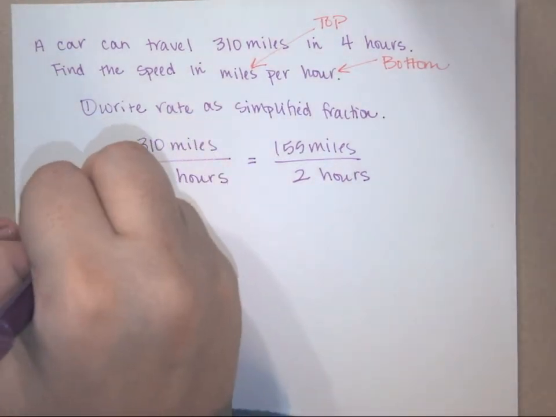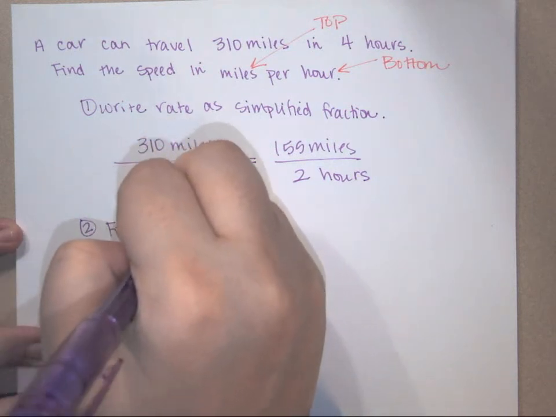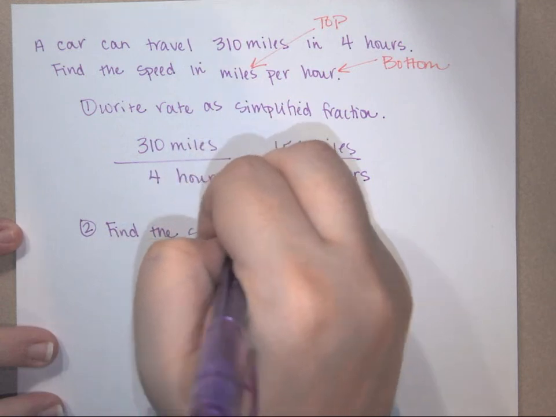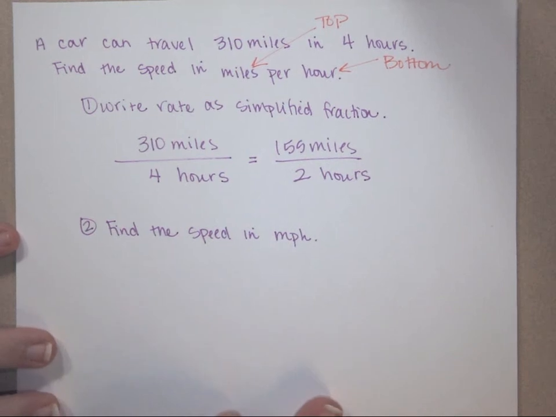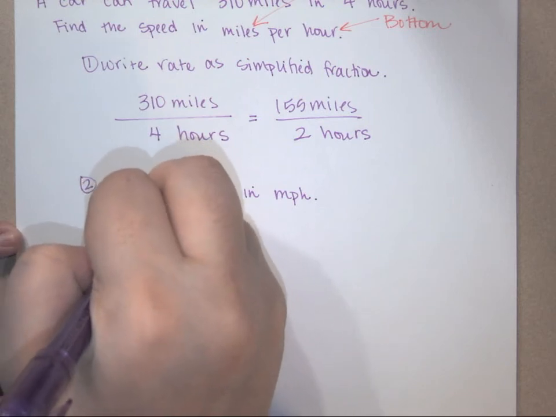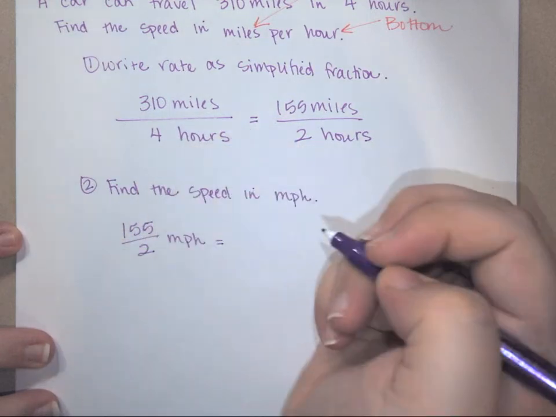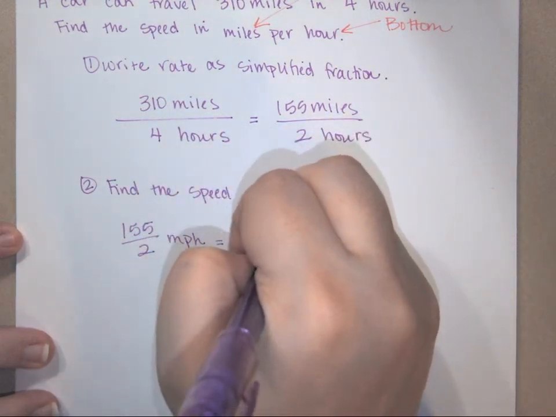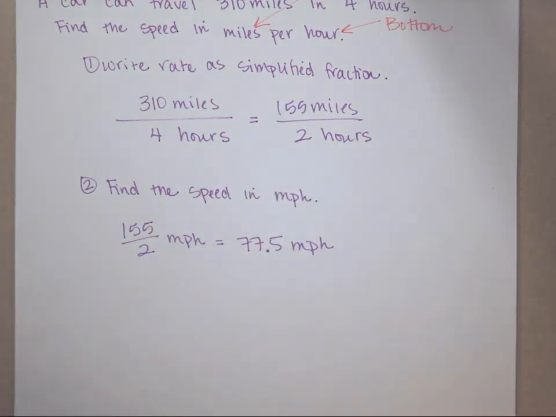Now the second thing that you're usually asked for is to actually find the speed or the value. So here, this is where we would use the decimal. So we have 155 divided by 2 miles per hour. So this is going to be the same as 77.5 miles per hour. Okay, rate.